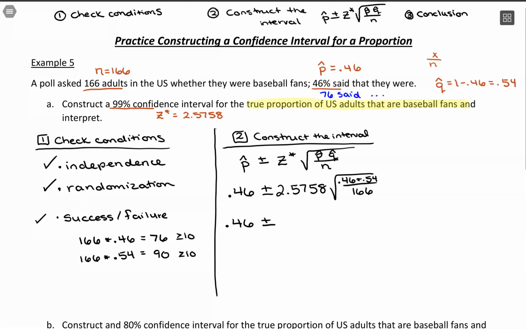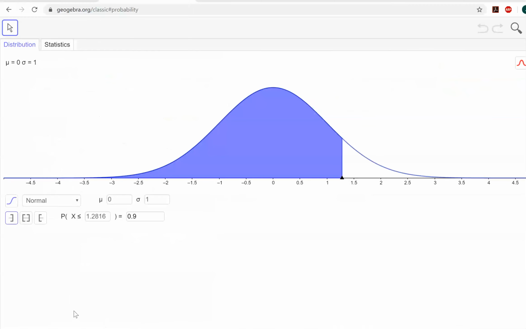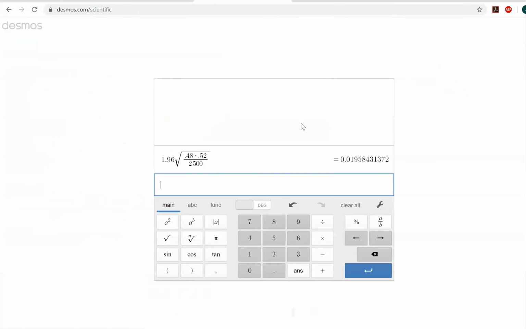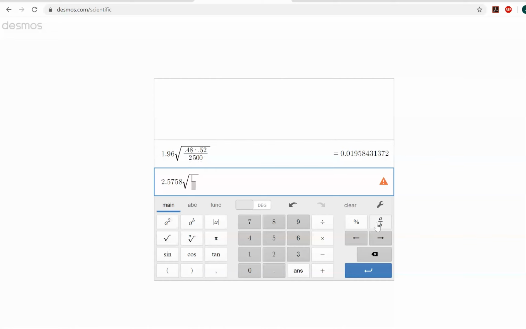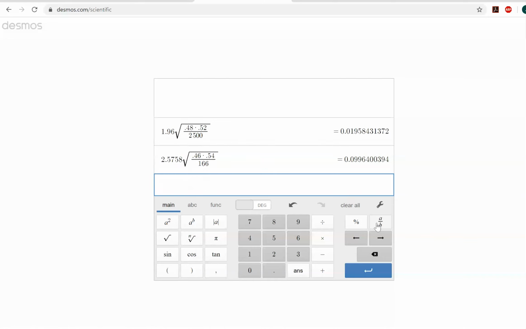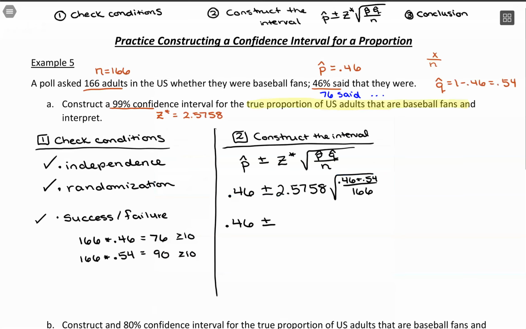So let's say I jump over to Desmos's scientific calculator, or whatever scientific calculator you're using. I'll have that 2.5758. I'll just format it like I wrote it, so the square root, and I'll have a fraction of 0.46 times 0.54 over 166. So 0.0996 there.